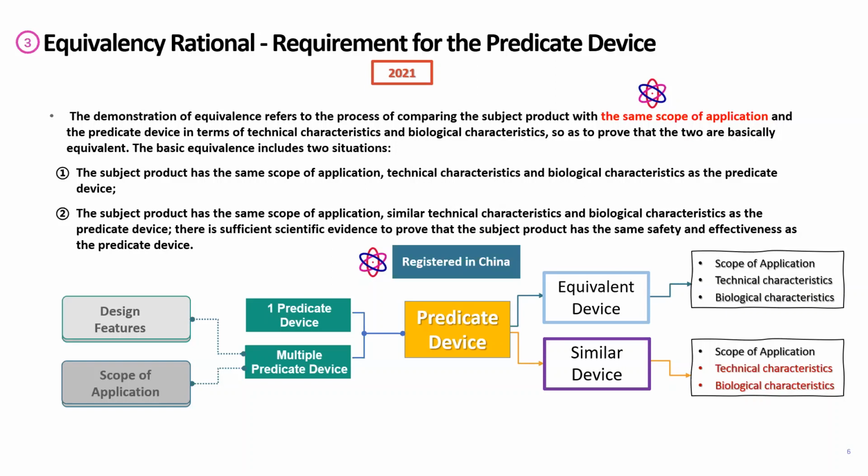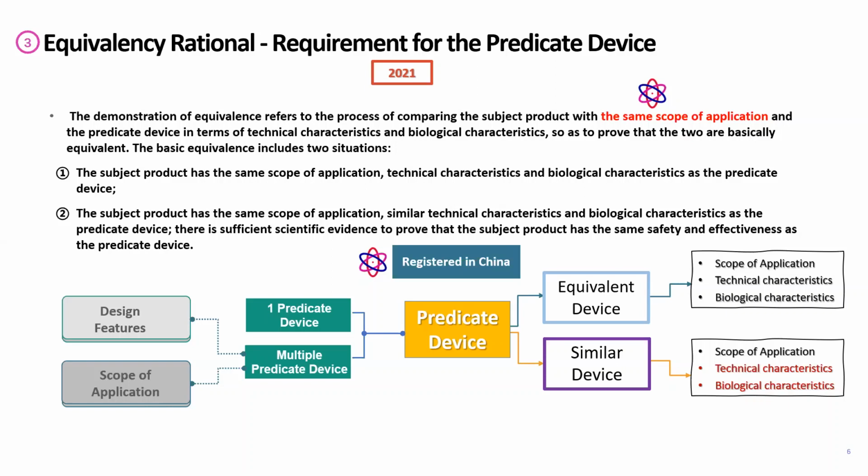Then we can choose two different predicate devices which have slightly different design features. For example, if the subject device is a suture which has a bubble or coating, we might first choose a predicate device which just has the bubble. The second predicate device might be just a coated suture. This is one example.